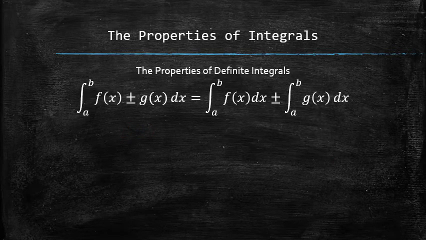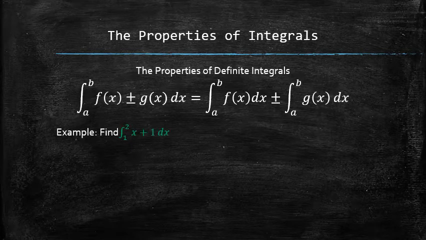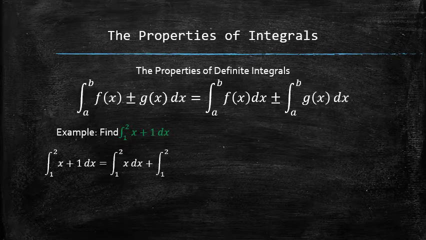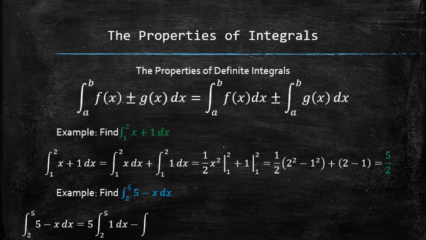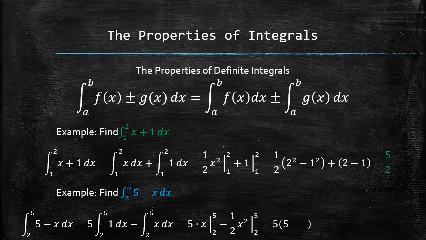To practice this property with definite integrals, let's find the definite integral of x plus 1 from 1 to 2 by splitting the integral into the sum of 2 and then integrating each one separately by using the fundamental theorem of calculus. Similarly, we can find the definite integral of 5 minus x from 2 to 5 by splitting the integral into the difference of 2 and then integrating each one separately by using the fundamental theorem of calculus.